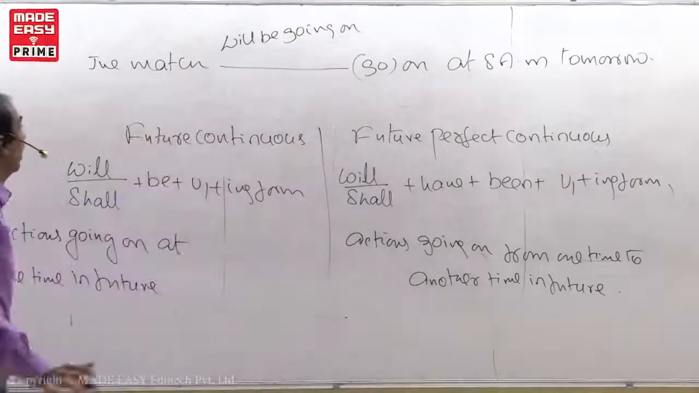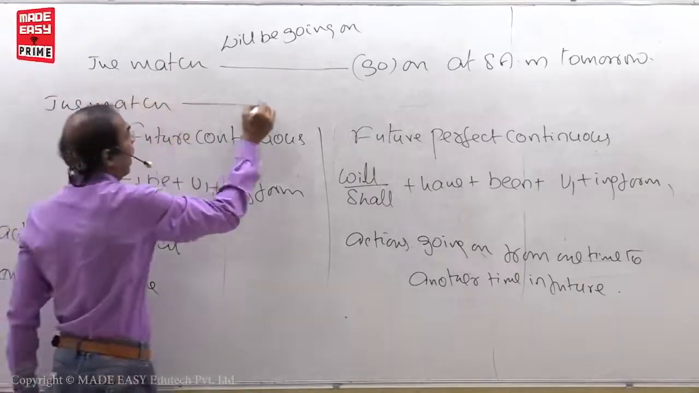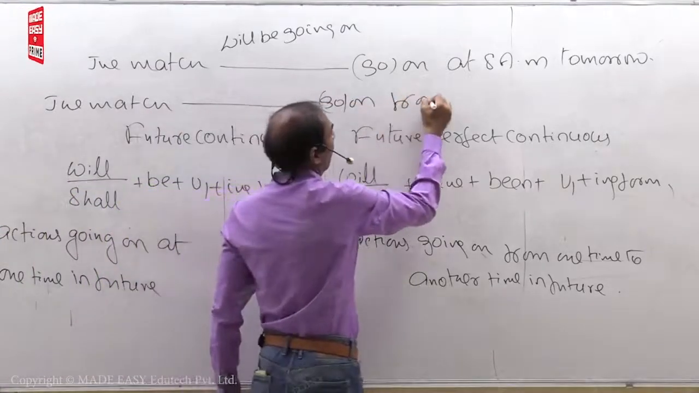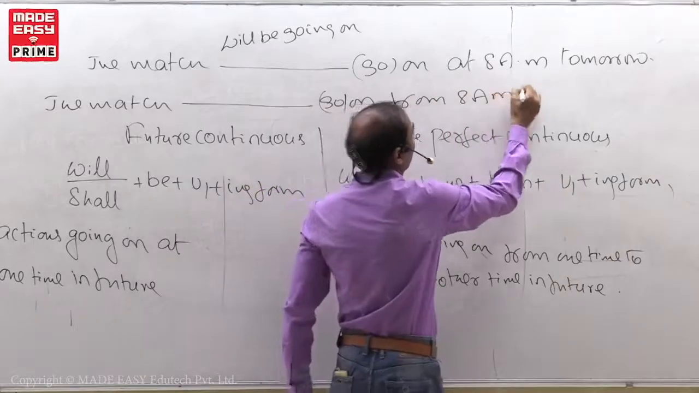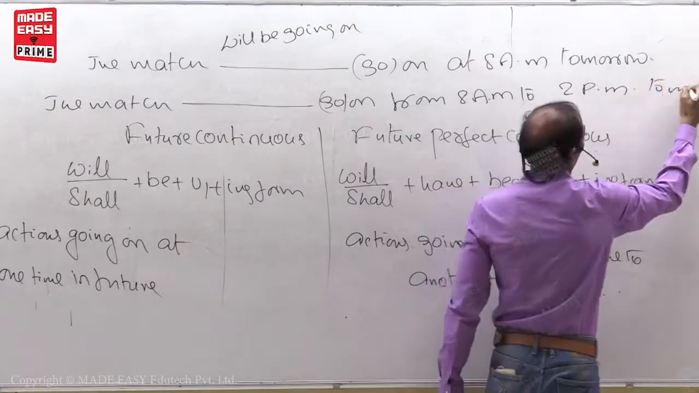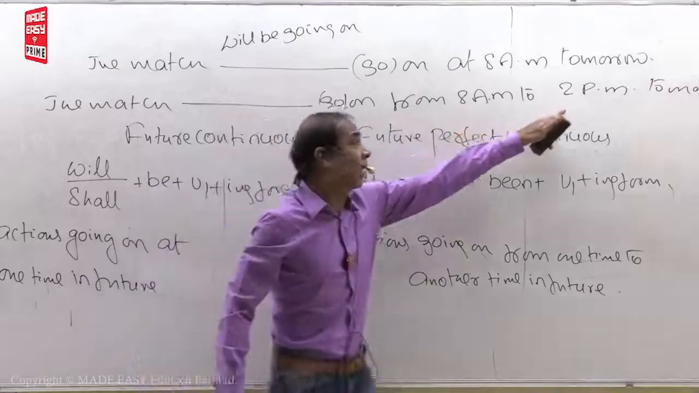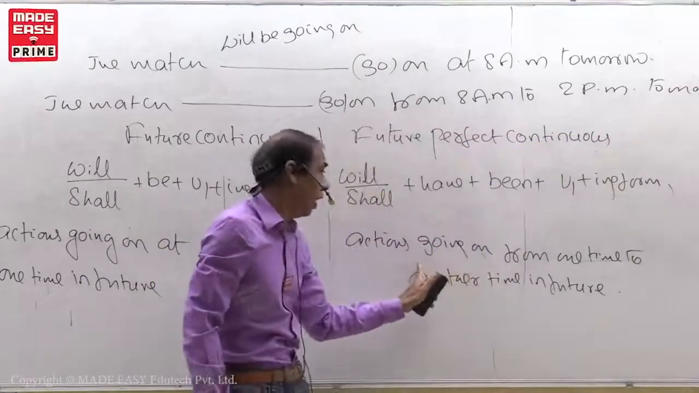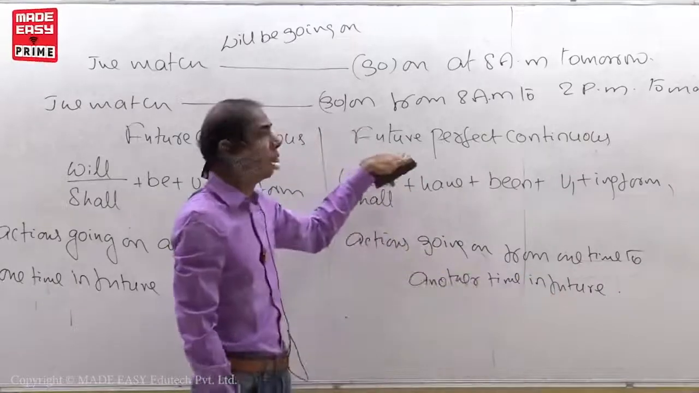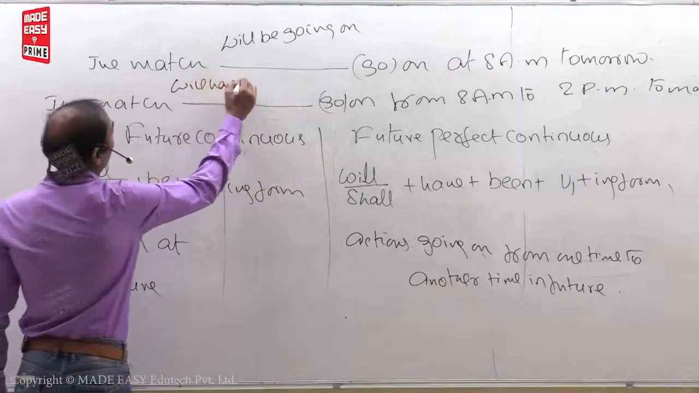For example, if the sentence is like this, see, the match dash go on from 8 a.m. to 2 p.m. tomorrow. See, from one time to another time in future. Actions going on from one time to another time in future. What is the tense you have to use? Future perfect continuous. Will have been going on.